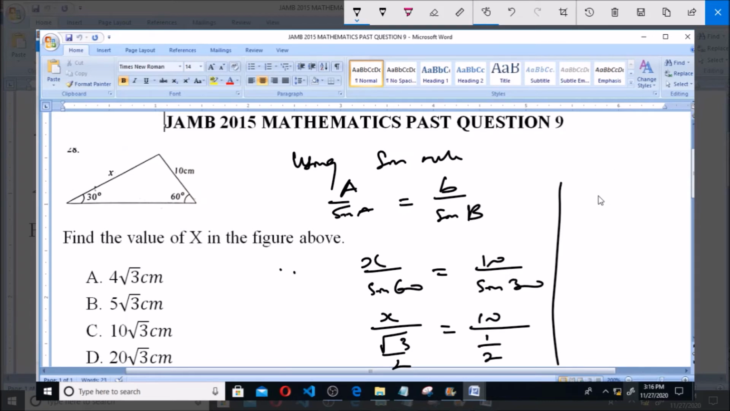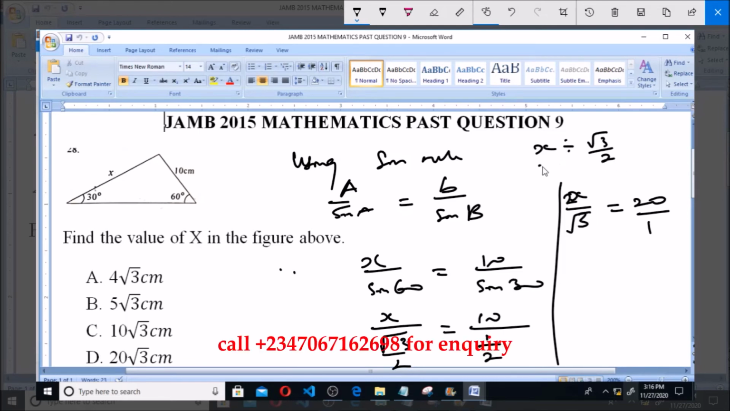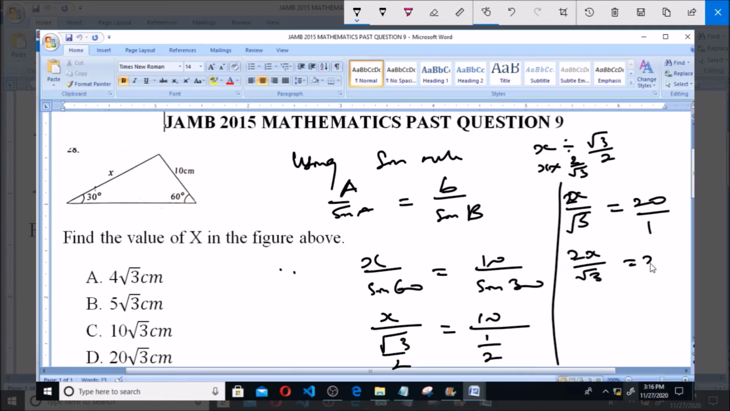So from this we can see that 2x all over root 3 is equal to 20 over 1. That is having x divided by root 3 over 2. So this is essentially saying x multiplied by 2 over root 3. So that will give us 2x over root 3 is equal to, then the same thing to apply here, 20 over 1. So that means 2x over root 3 is equal to 20.